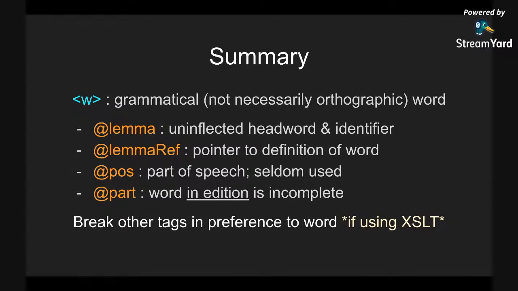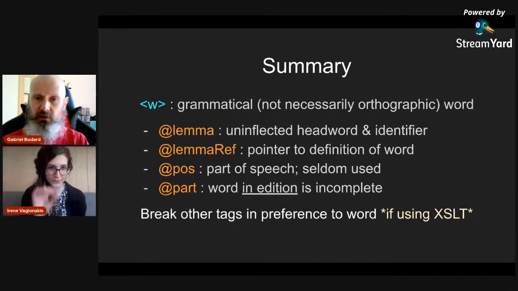And just my final point is, I would always break other tags that overlap with words rather than breaking the W tag, if at all possible. And I would strongly recommend that you follow that principle as well if you are using XSLT, particularly the EpiDoc reference style sheets or FS. But in any case, if you're using XSLT to render your inscriptions, you're going to find life much easier if you keep words intact and break other things instead. That's all I have to say about that.